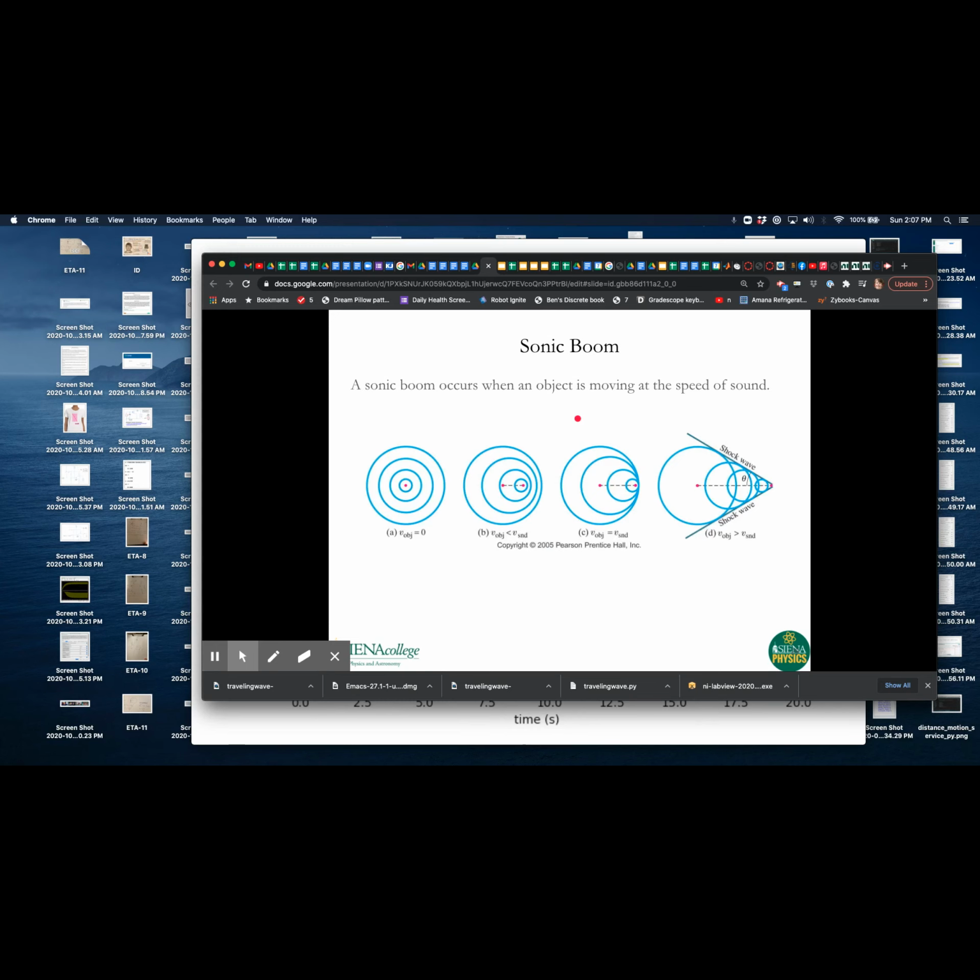A sonic boom is an example of an object that's moving where the speed of the object is catching up to the speed of sound, and a shock wave happens when the thing that's moving is moving at the same speed or faster than the speed of sound. That's where the sonic boom happens. And so you get this shock wave.